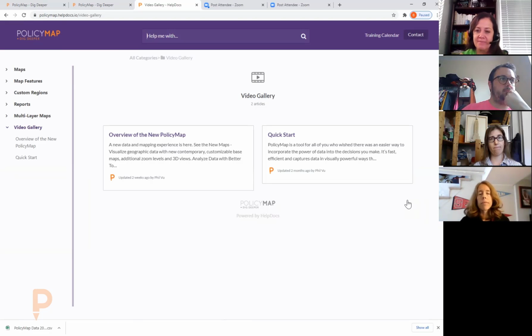It's used in journalism to create maps and tables for journalism students. It's used in public health. It's used in nursing. It's used in sociology, political science, urban studies.